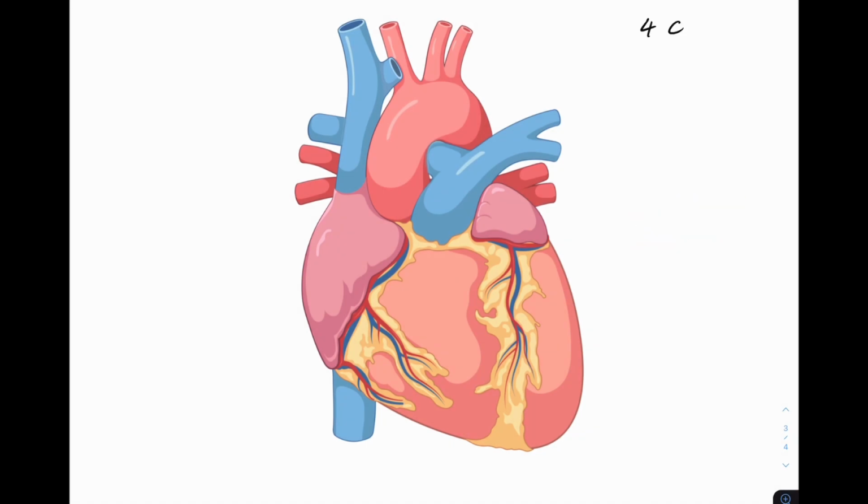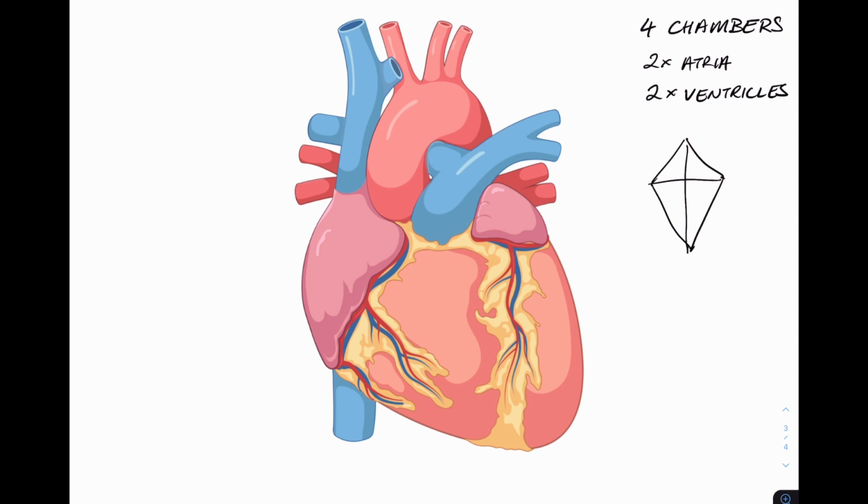Now it's time to look at the heart itself. As you can see, it's not shaped like the love hearts that I've been drawing throughout this video. What we see here is an anterior view of the heart, and the heart is composed of 4 chambers, 2 atria and 2 ventricles. To help us remember which ones are the atria and which ones are the ventricles, I've just drawn a kite shape and split it into 4 to represent the 4 chambers of the heart.